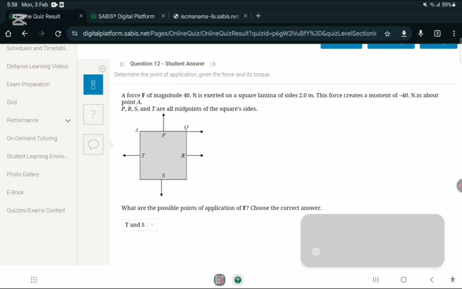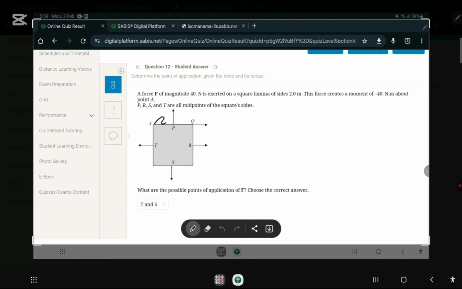Okay, this one is simple. They said that A is the axis of rotation about point A here. They said negative, which means clockwise. First thing we can say, Q is going to be 0, so we cancel it out.